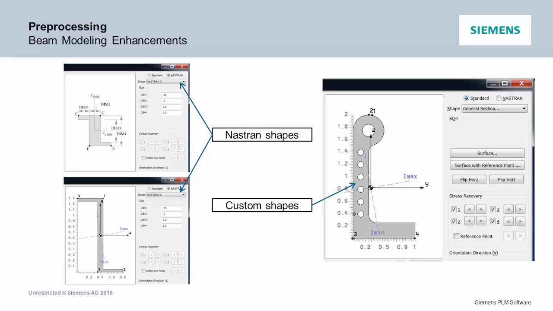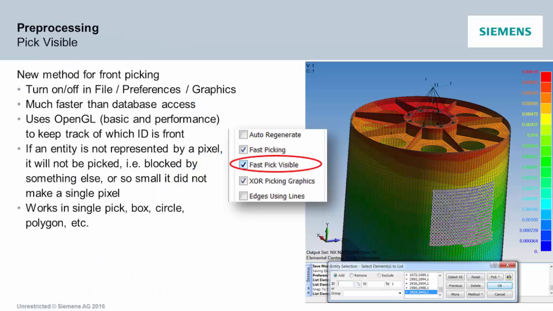At least the Femap ones were called height and width. You did have some idea what you were typing in. Nastran just says dimension 1, dimension 2, dimension 3, dimension 4. But now you can see them. This has been a customer request numerous times over the years.